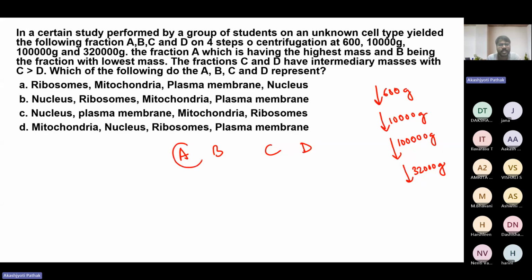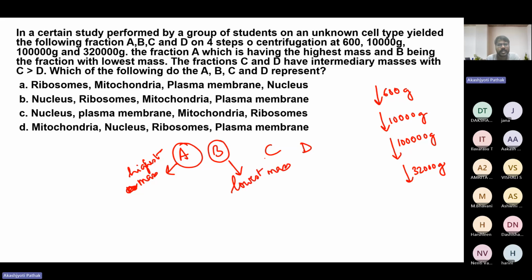Now the fraction A has the highest mass. So which organelle has the highest mass? And B has the lowest mass. Just now I explained, so now answer this question quickly.